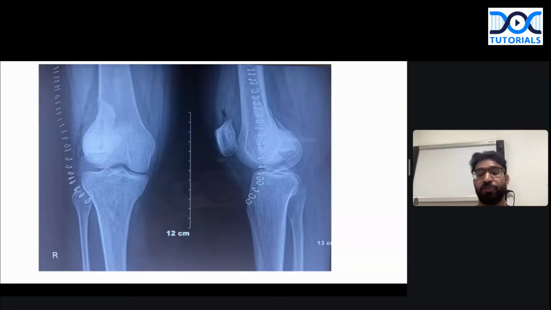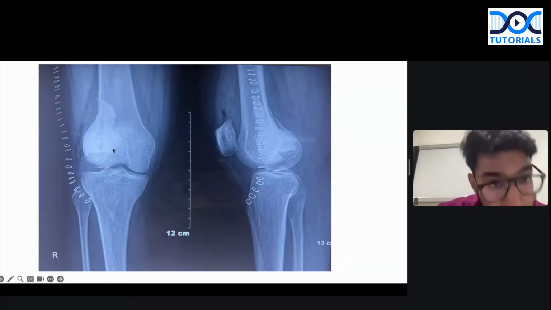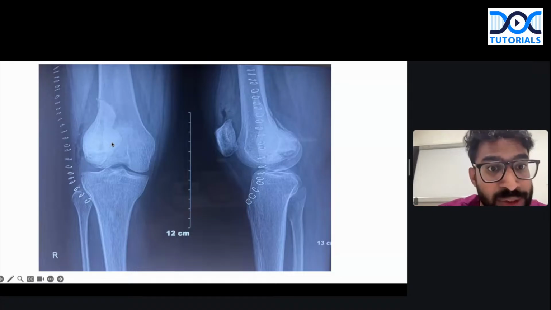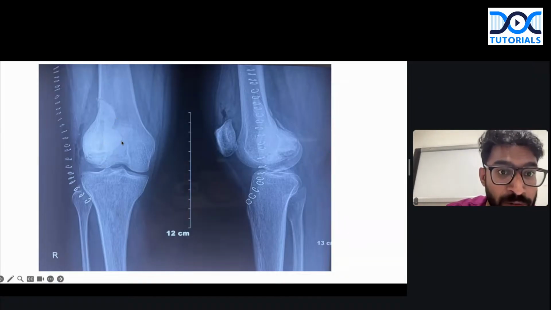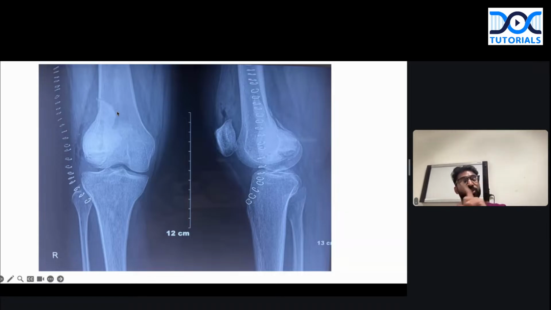One more advantage of bone cement is that, as you can see in this picture, there is a regular, definite distinction between the bone and the cement. But whenever there is a local recurrence, there will be some area of lysis here. So bone cement also helps us in knowing whether it has gone into recurrence or not. So that is the advantage of bone cement as well.